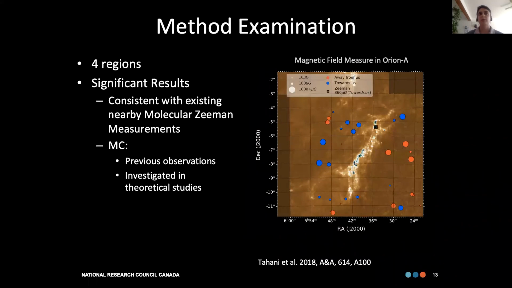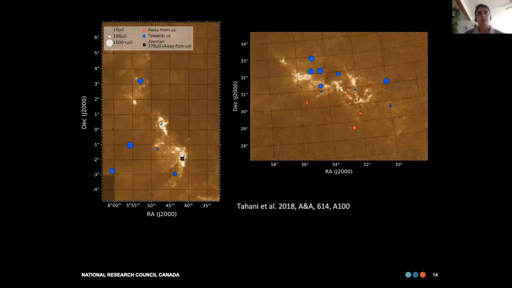So this magnetic field reversal across the cloud, we also see it in the Orion-A region. And in Orion-A, this has been previously observed using Zeeman measurements, and it has been investigated in some theoretical studies. In Orion-B, we did not have enough data points to make any conclusion regarding particular morphology.